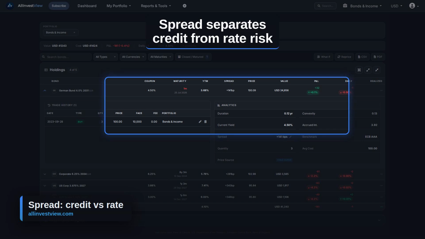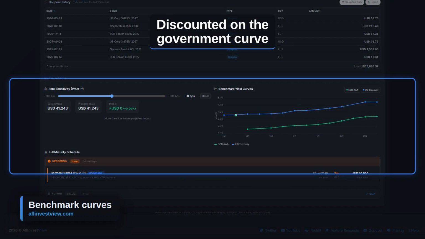Your spread stays put. Every bond is discounted against the government curve for its currency. Treasuries for dollars, the central bank's AAA curve for euros, gilts for sterling, plus Canada and Australia. You can see the curves here, and each bond shows exactly which benchmark it's measured against.